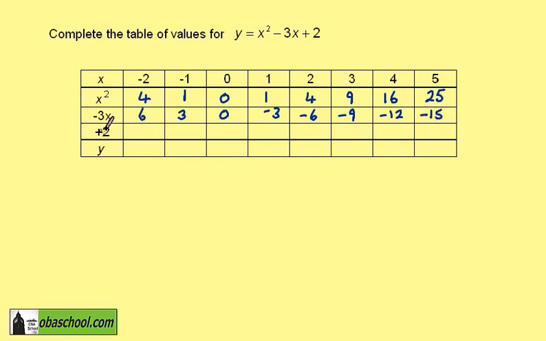Plus 2 is just the number 2. It doesn't matter what the value of x is. This is always going to be 2. So we can just write down 2 all the way across.